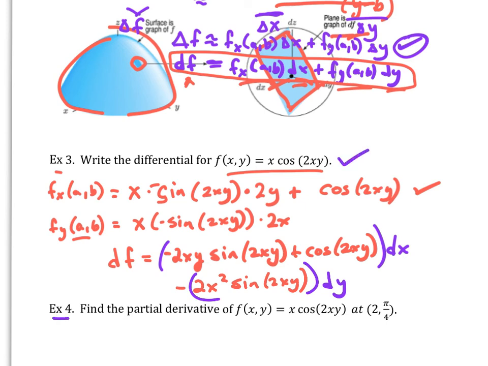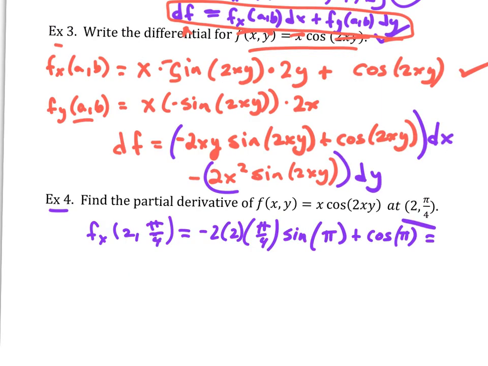Now example 4 says do the same thing, except I want to do it at a point. So if I plug in this 2 comma pi over 4, I'm going to get negative 2 times pi over 4, which just turns out to be negative pi. So inside, the 2xy just becomes pi, but the sine of pi is 0. And then we get just cosine of pi, which would be a negative 1.